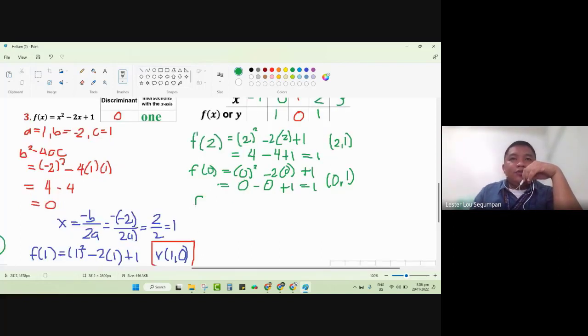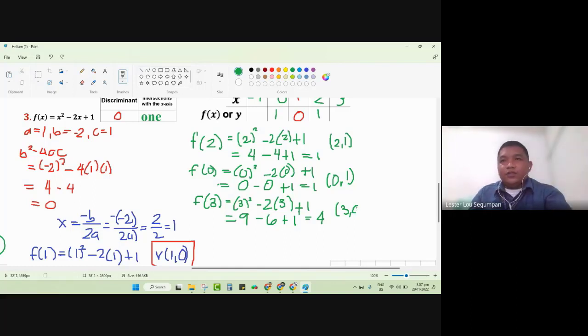So let's go to f of 3. Okay, that's 3 squared, and then negative 2 times x, so negative 2 times 3 plus 1. 3 squared is 9 minus 6 plus 1. So if you combine that, you will get 4. So the remaining point on one side is 3 and 4.